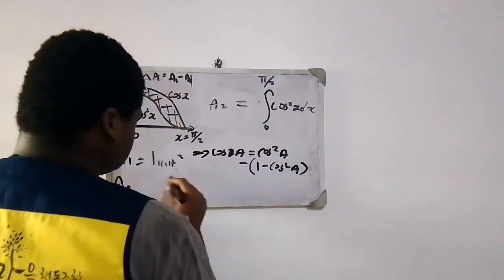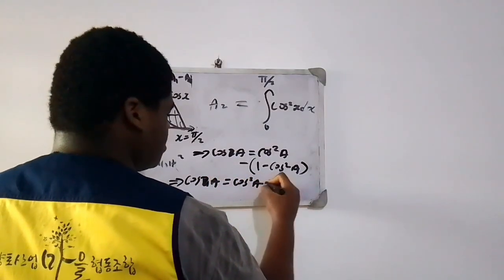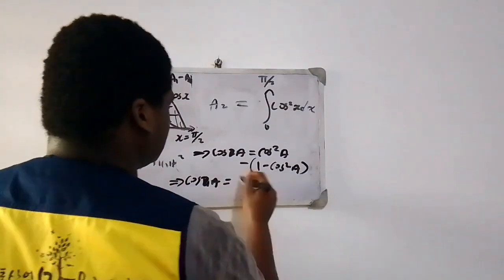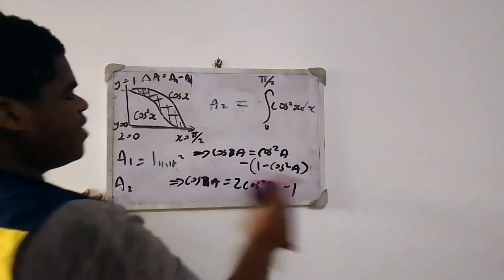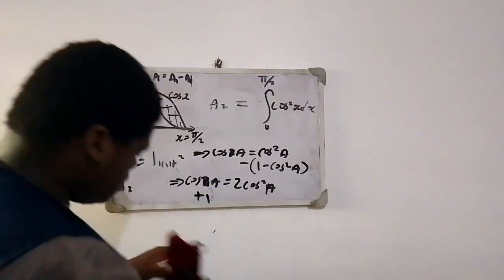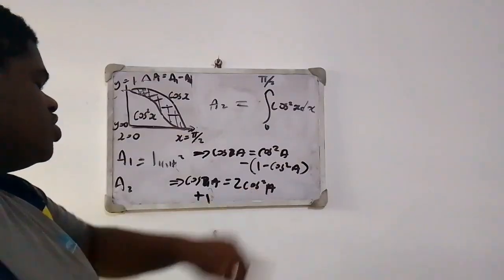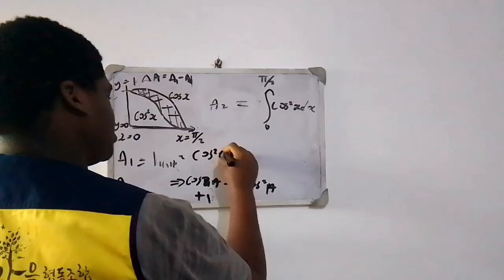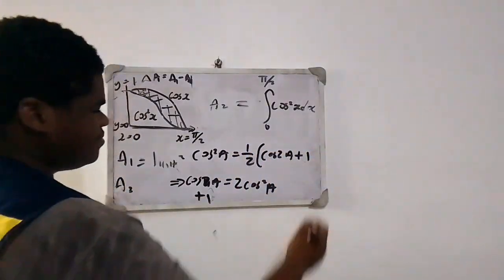If we simplify again, this means that cos 2A is equal to cos square A minus 1 plus cos square A. Cos square A minus 1 plus cos square A is the same thing as 2 cos square A minus 1. Good. Move minus 1 to the left hand side, and we have cos 2A plus 1 is going to equal 2 cos square A. If we divide both sides by 2, then cos square A is going to equal 1 over 2 times cos 2A plus 1.